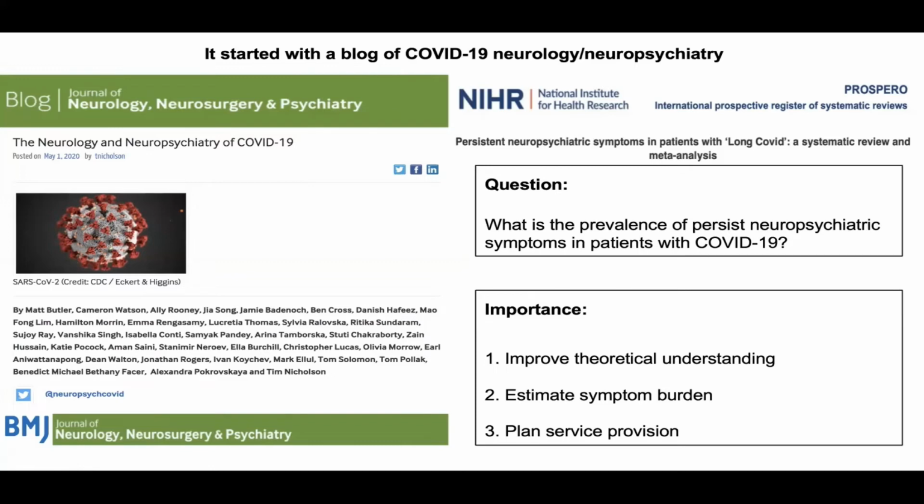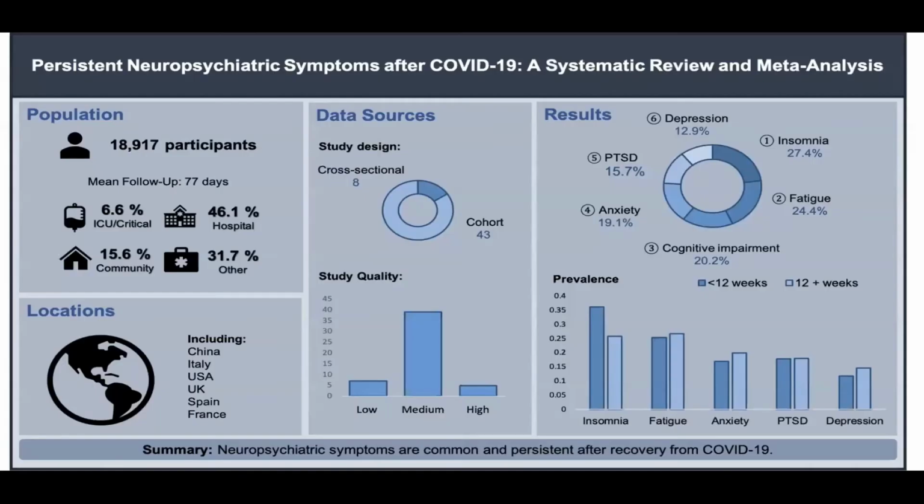This is important both on a theoretical level to improve our understanding of what long COVID actually is and what drives it, and also to get an idea of how many people are affected so that we can adequately plan for services that will be required. I'll now talk you through a graphical summary of our project.